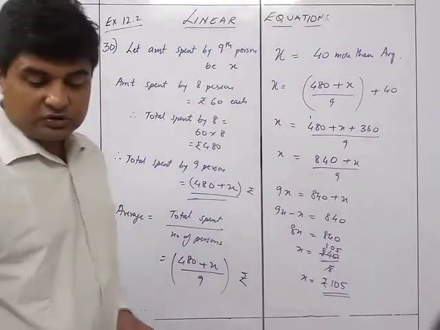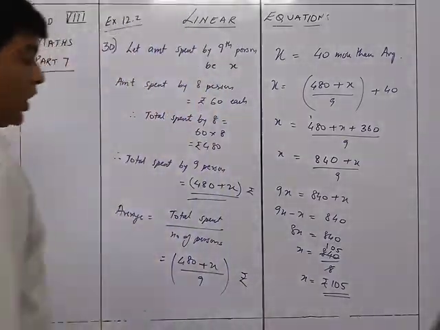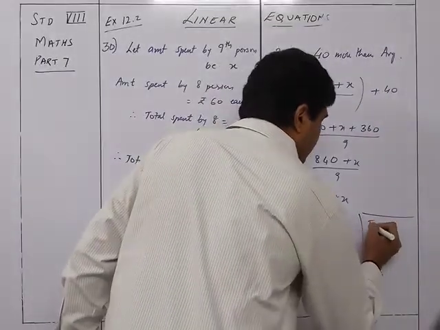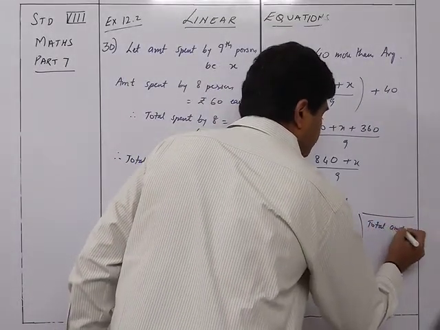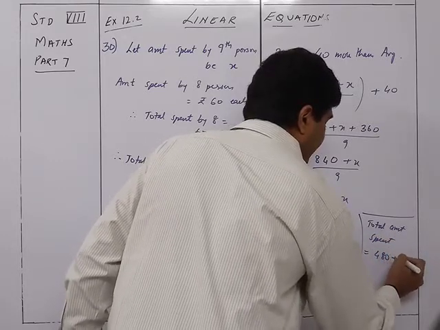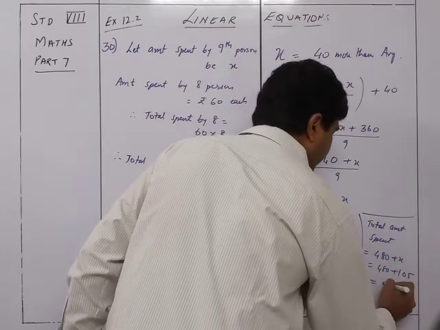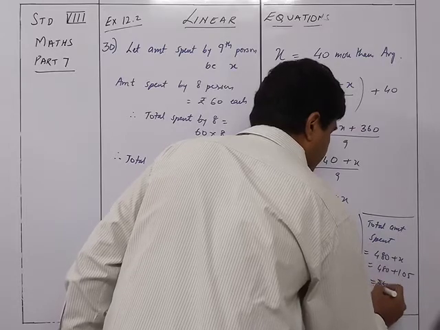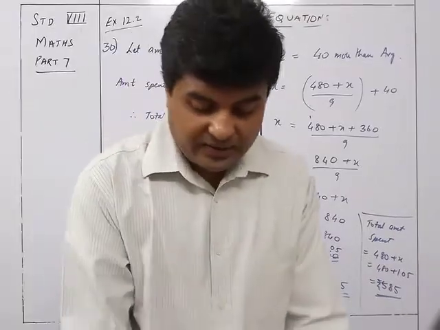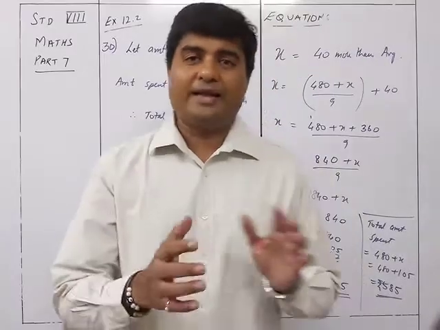So how much money was spent by all of them? The question was how much money was spent by all of them. So I just write here because it's over. So here total amount spent is equal to 480 plus x, which is 480 plus 105, equal to 585 rupees. So the total amount spent was rupees 585, the total expenditure of all the 9 persons together.